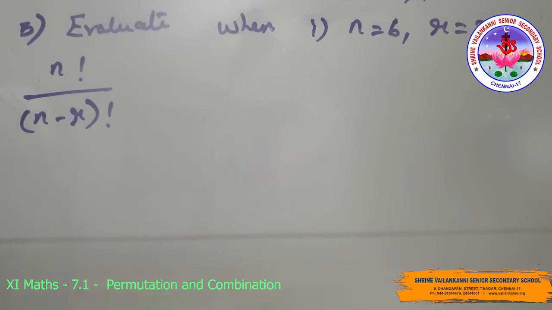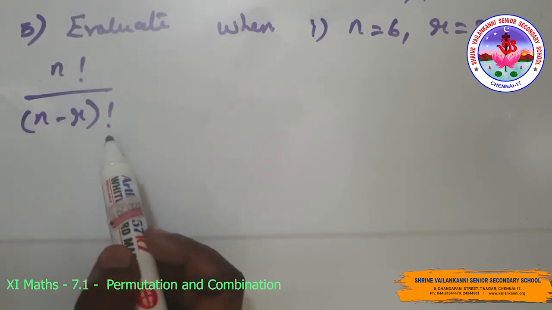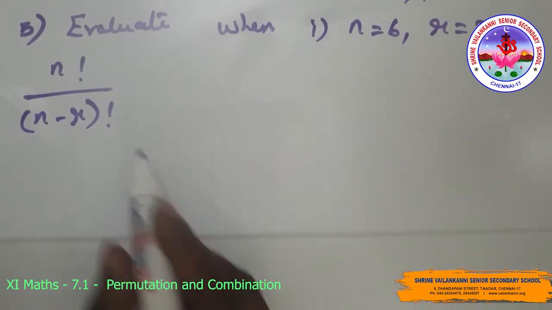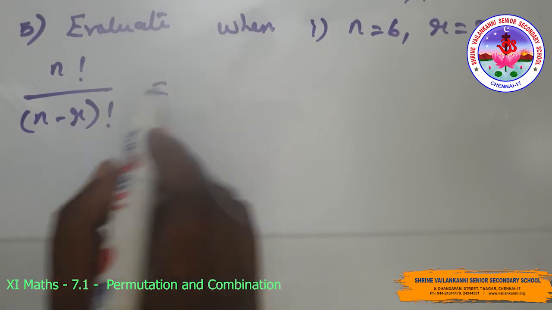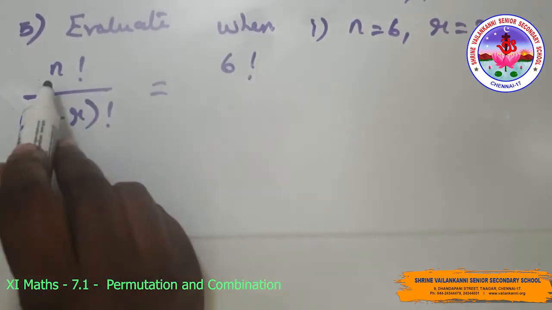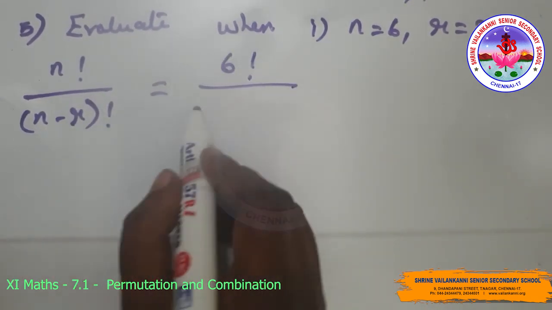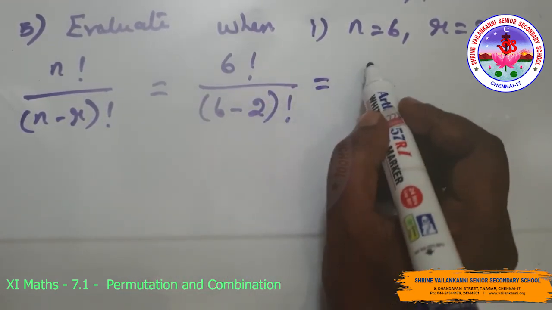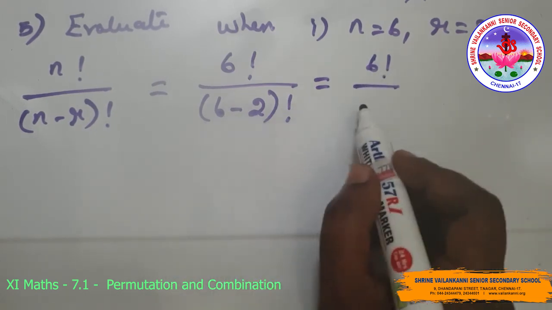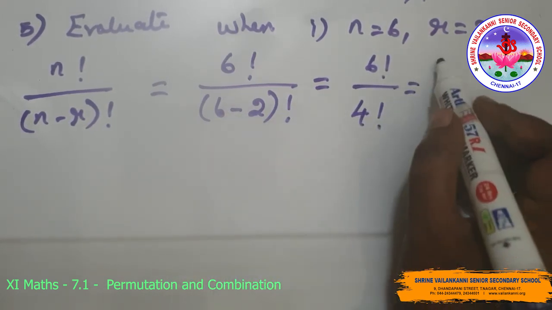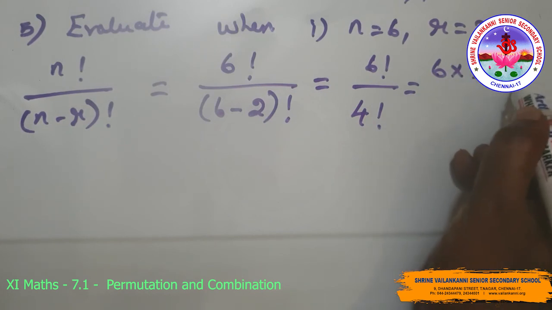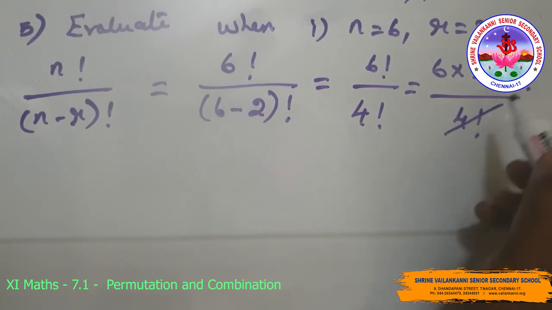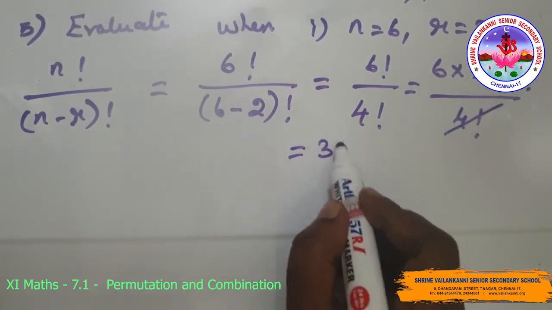Fifth question. Evaluate n factorial by n minus r factorial when, first subdivision, n equal to 6 and r equal to 2. So taking n as 6 and r as 2, substituting here, 6 factorial, n minus r, 6 minus 2, 2 factorial, which is equal to 6 factorial by 6 minus 2, 4 factorial. So expanding this, 6 into 5 into 4 factorial whole divided by 4 factorial. So cancelling this, we get 30.